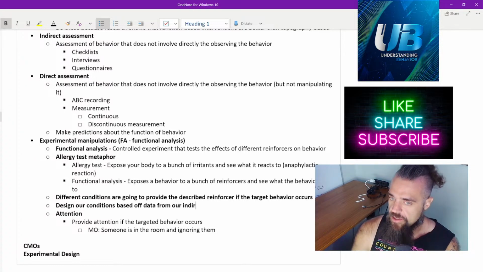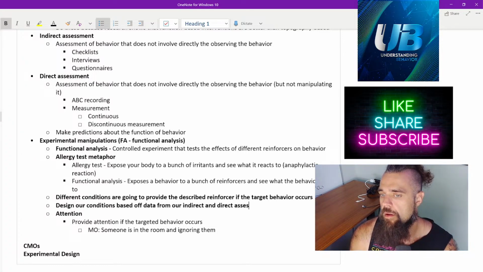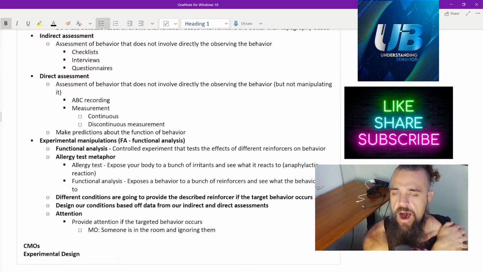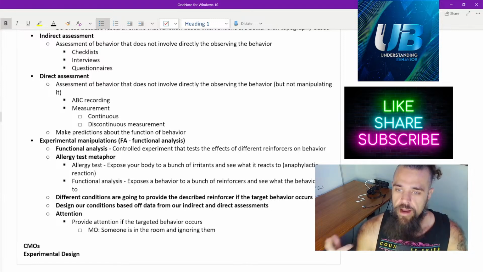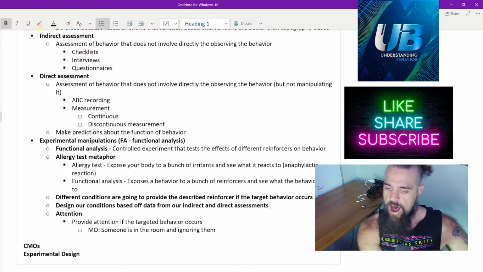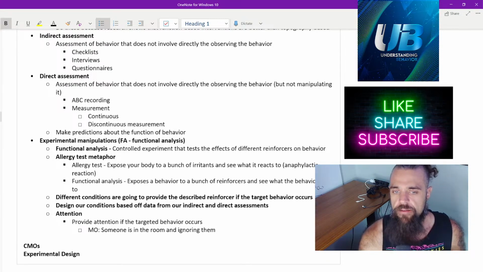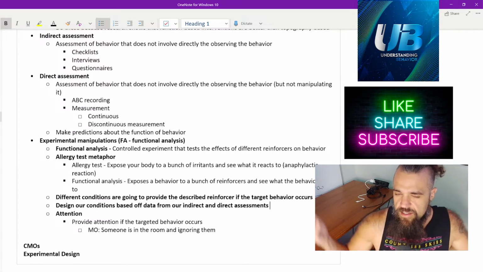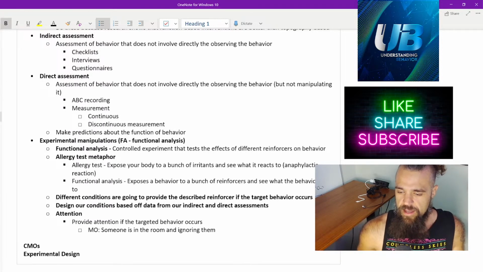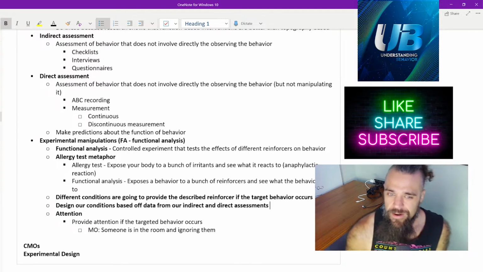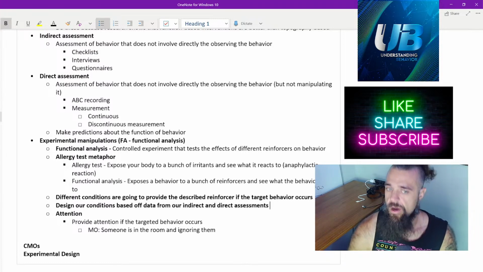One thing I'll also say for our conditions is that we design our conditions based off data from our indirect and direct assessments. For example, let's say I took a lot of ABC data, and I noticed that every time he hits, mom says, stop it, don't do that. What I might actually do is have mom be the implementer and provide the same kind of consequences as she does in real life to make this experiment as realistic as possible. Because if this experiment isn't realistic, why are we even doing this? We're getting data that proves something that doesn't ever happen. So we need to make our conditions as realistic as possible.